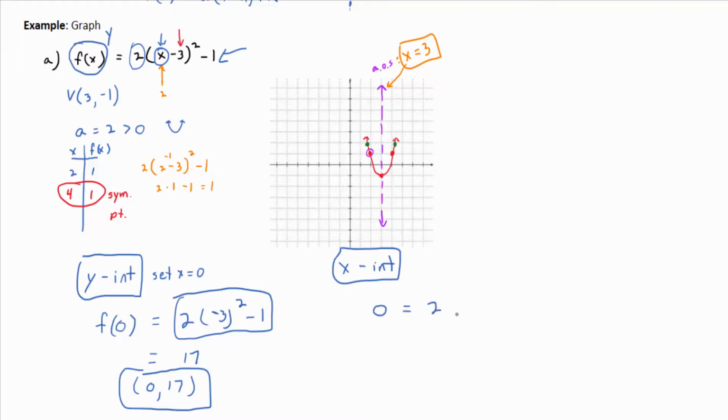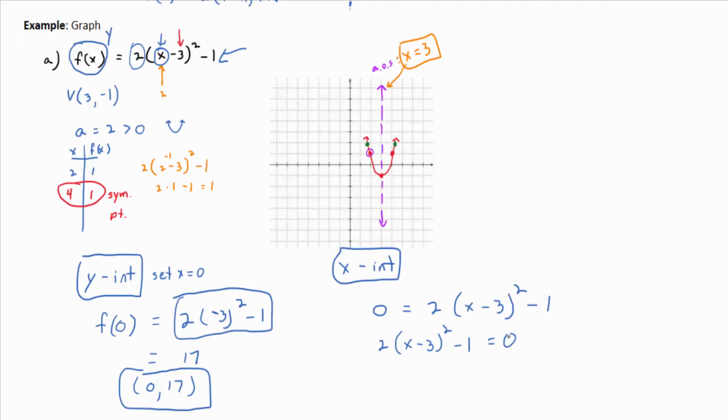And you have this equation, 0 equals 2 times x minus 3 squared minus 1, and then you have the 0 on the left side. I don't like that, so let's put the 0 on the right side. 2 times x minus 3 quantity squared minus 1 equals 0. I like that better. Does it matter? Not really. But I like having the unknown on the left side. How do you solve an equation like that? You have to solve that for x to get the x-intercepts, right? How do you solve that?